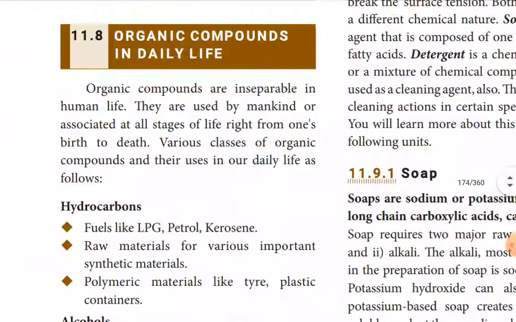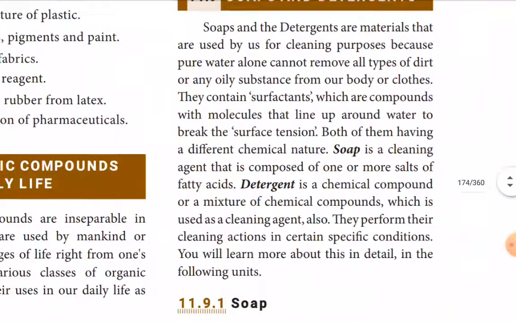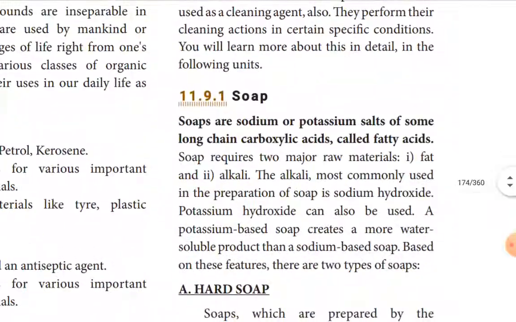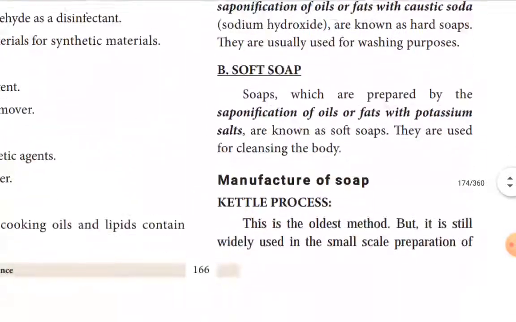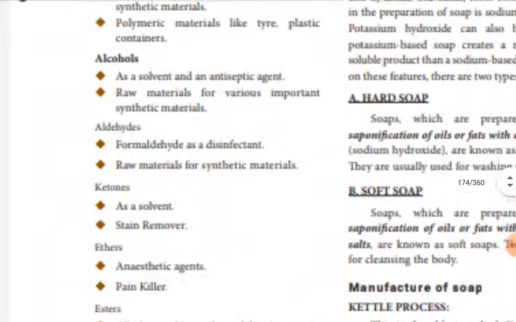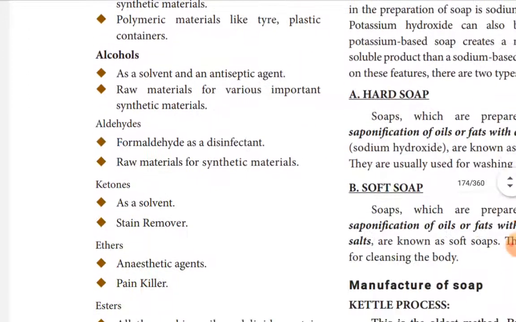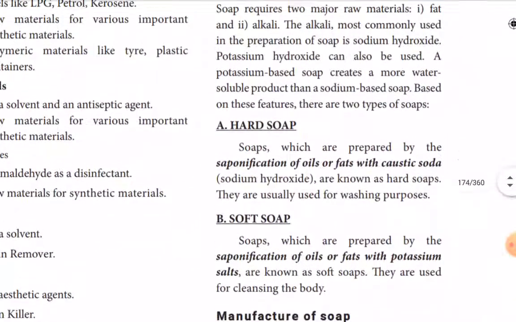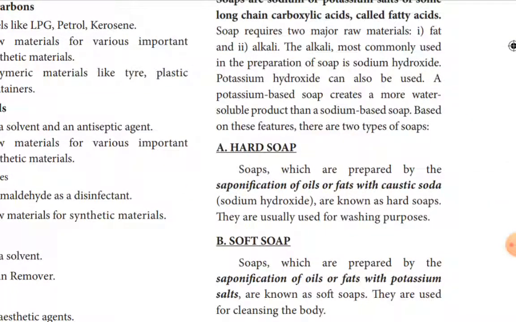So far we have learned some important uses of organic compounds in daily life, what soap is, what detergent is, and the two types of soap. The next topic is the manufacture of soap, which we will discuss in the next session. Till then, go through the simple topics: the uses of hydrocarbon, alcohol, aldehyde, ketone, ether, ester, then what is soap, what is detergent, and the two types of soap. Learn thoroughly and get the knowledge of these uses and the two different types of soap.